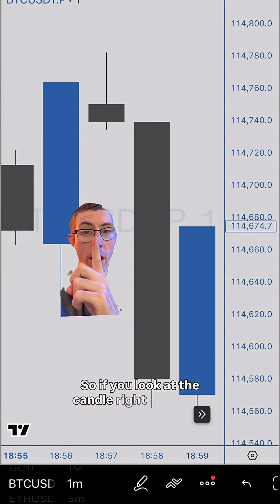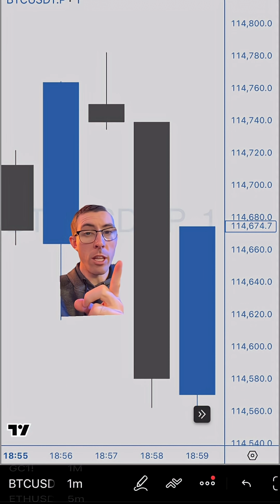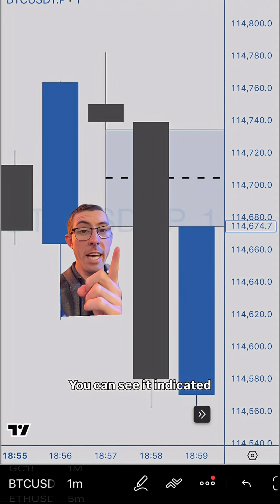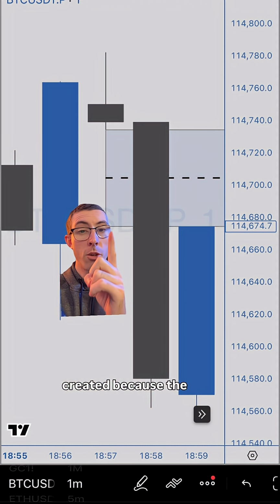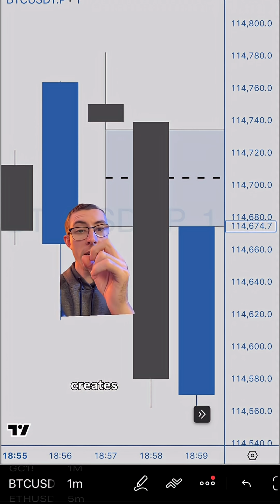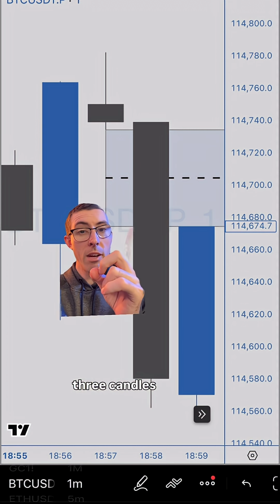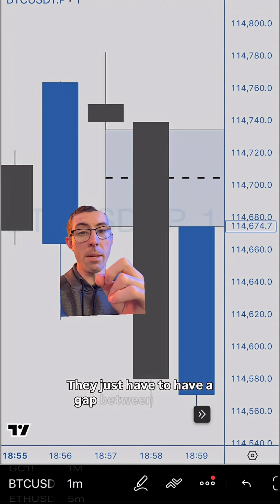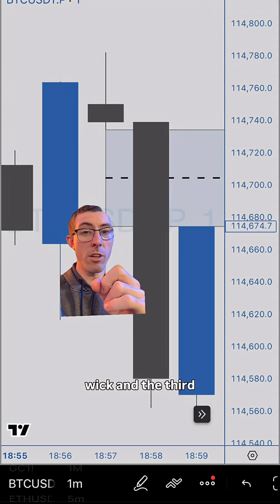So if you look at the candle right above my head, that gray one, this really large gray one, and the blue one created a fair value gap. You can see it indicated by the box I've just created, because the gray wick above me to the blue candle that has no wick creates a gap between those 3 candles that are consecutive. They don't have to be all the same color. They just have to have a gap between the first wick and the third candle's wick.